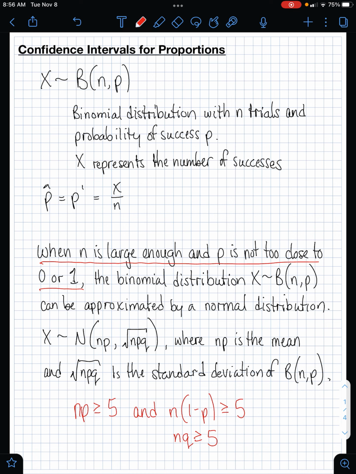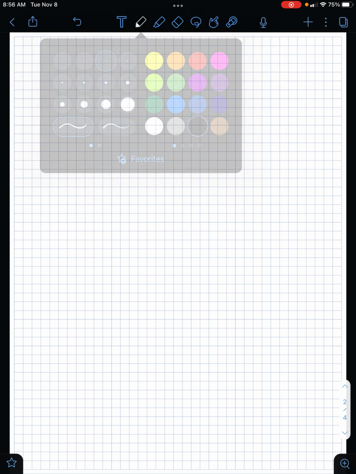In that case, then we can use a normal distribution, which has parameters mean, n times p, and standard deviation, square root of n times p times q. Now, how does this actually work? What we've got at the moment is that x is represented by the normal distribution with parameters np and square root npq.